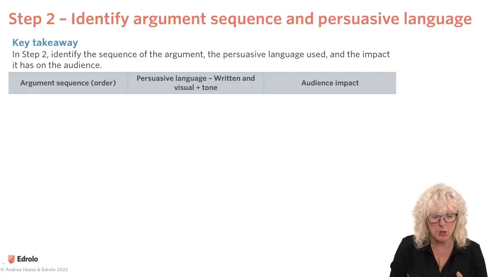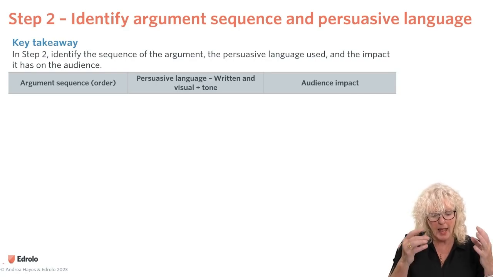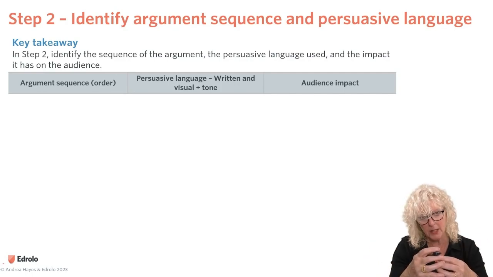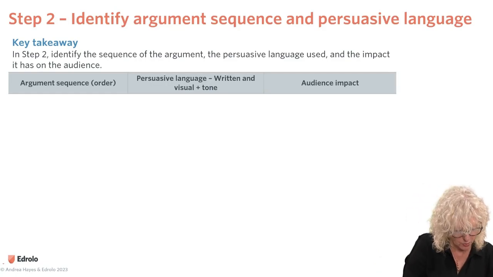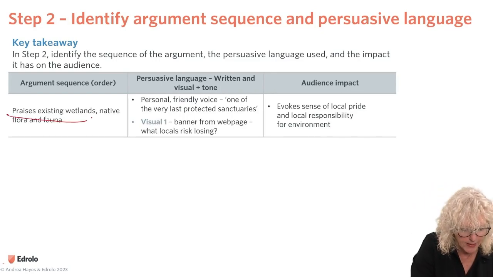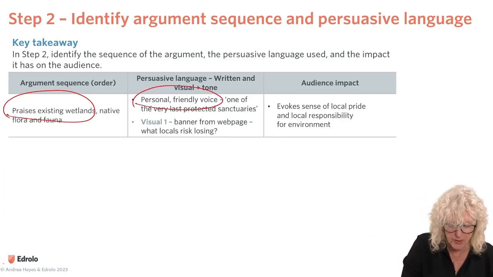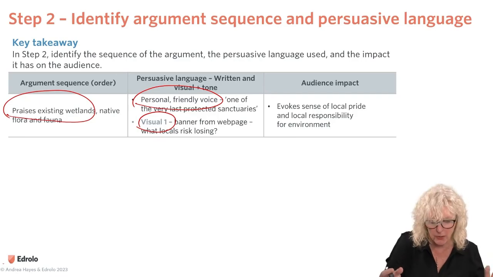So now let's have a look at step 2, identifying argument sequence and persuasive language. One of the key takeaways here is that you need to think about how the sequence of the argument and the persuasive language work together to create an impact or position the audience. So let's have a quick look. One of the first parts of the argument praises the existing wetlands. Does this how? Because we're always asking how. Personal friendly voice, uses an image. And then what is the audience impact, likely audience impact?